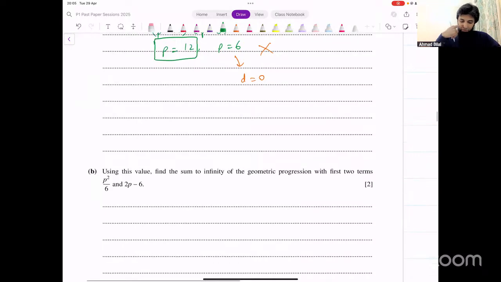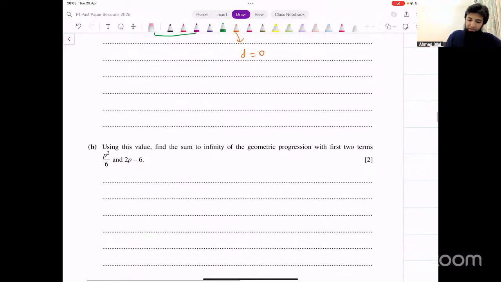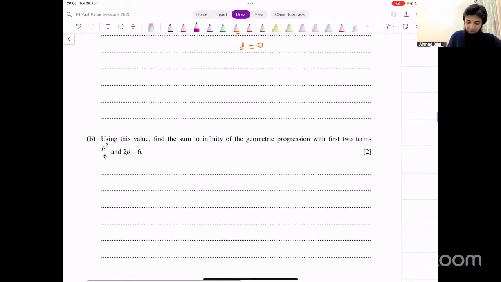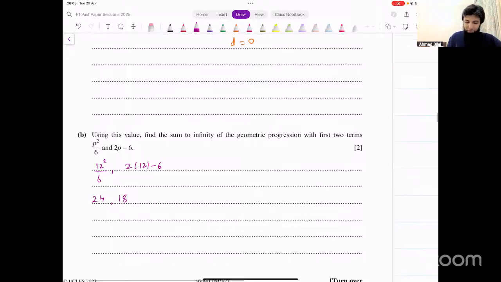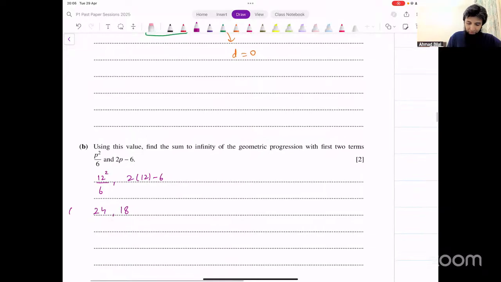Okay, now it says using this value of p, find the sum to infinity of the GP with the first two terms. Now that's straightforward. P is equal to 12. What are the terms going to be? 12 squared over 6 and 2 into 12 minus 6. The first term turns out to be 144 over 6, which is 24 and 18. These are the first two terms. So what's the ratio going to be? We can say it's a geometric progression with these terms. The value for A is 24. The value for R, that's going to be 18 over 24, which is 0.75 or 3 over 4.